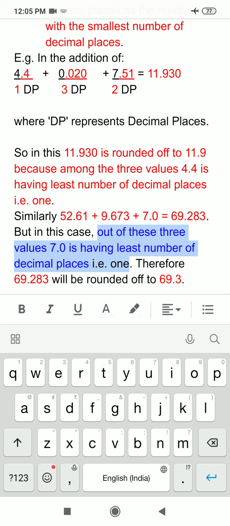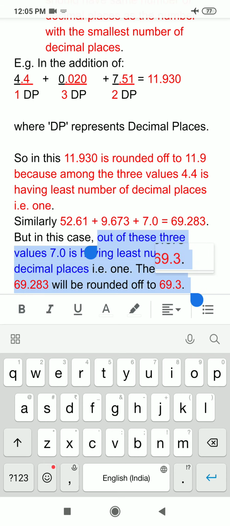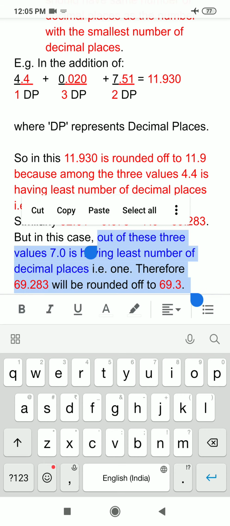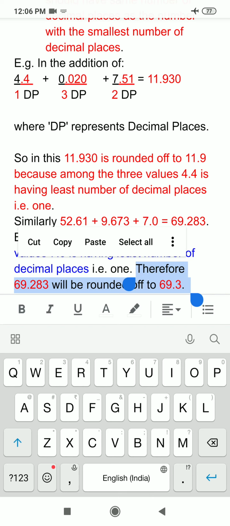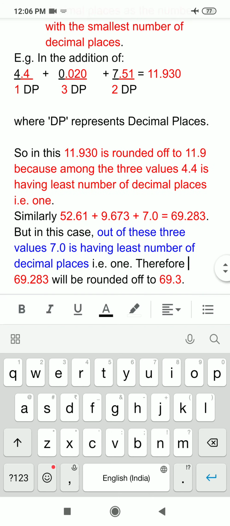So it means we will express the result 69.283 up to 1 decimal place. If we wish to express it up to 1 decimal place, we will have to round off 0.283. So 0.283 will be rounded off to 0.3, and our result will have only 1 decimal place. So I can say that 69.283 will be rounded off to 69.3. So that was all about rounding off. Thank you very much.